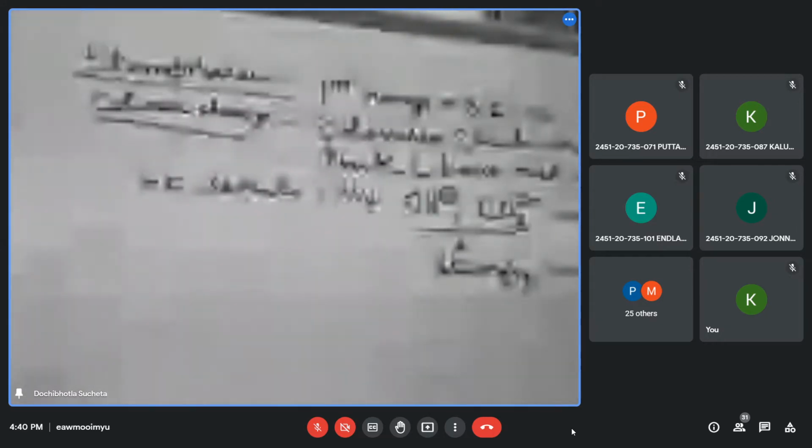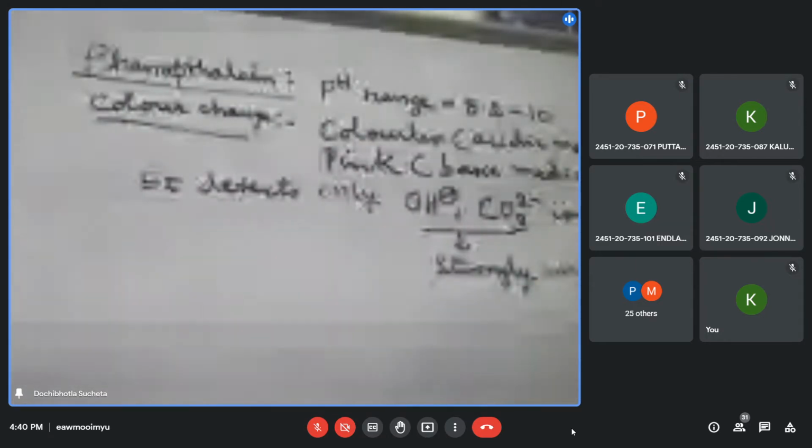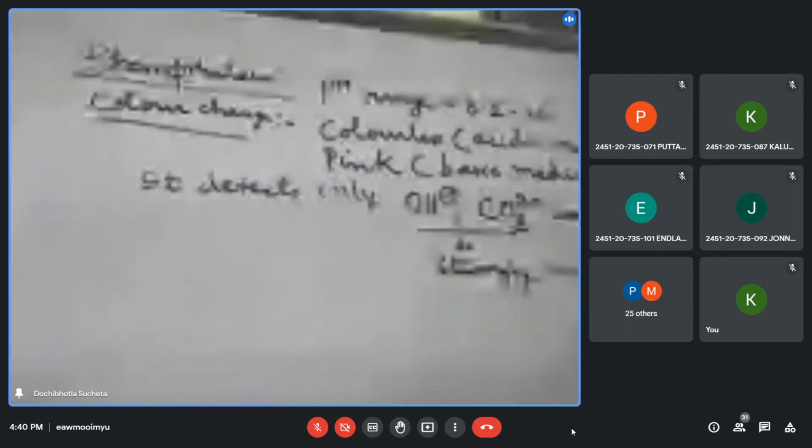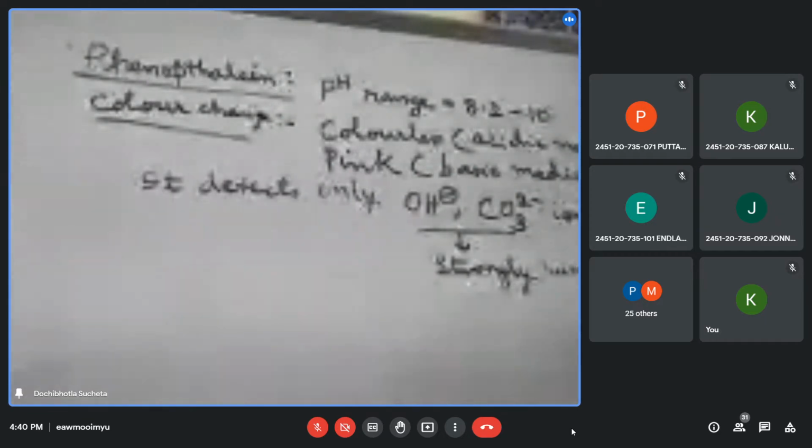So first methyl orange గురించి చెప్తా. Methyl orange is an indicator which has the color change in the acidic range. అంటే దాని pH range ఎంత, 3.1 to 4.4. అంటే it is an indicator more in the acidic range. Okay, then color change ఏంటి, రెడ్ కలర్ acidic medium, yellow కలర్ basic medium. అది all the 3 ions ని detect చేయగలదు.